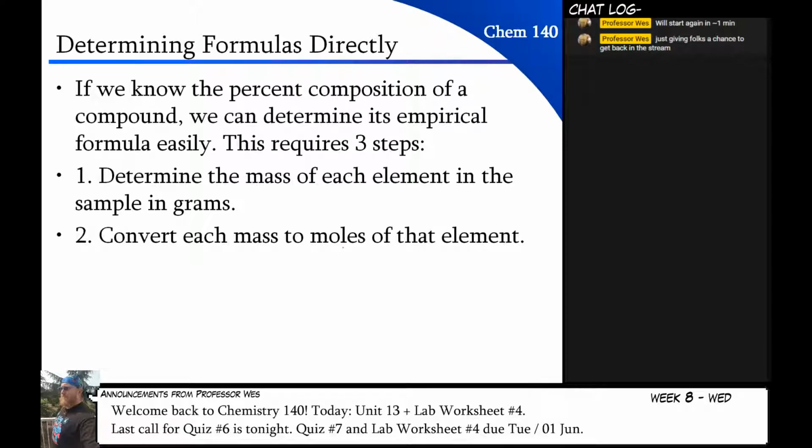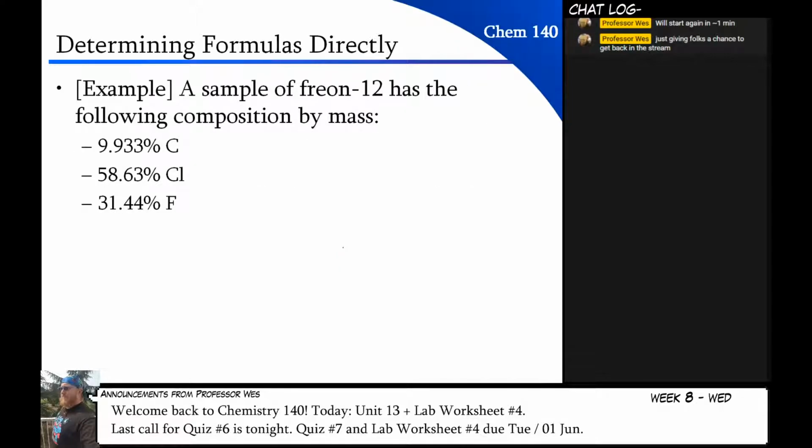We can turn grams into moles. Look up the element's atomic mass on the periodic table. That's its number of grams per mole, and do the calculation. The last step is to take all those moles and make a formula out of them. And there is a little bit of finesse to that, and we'll show how to do that as we do this example. So the first example we're going to do is Freon.